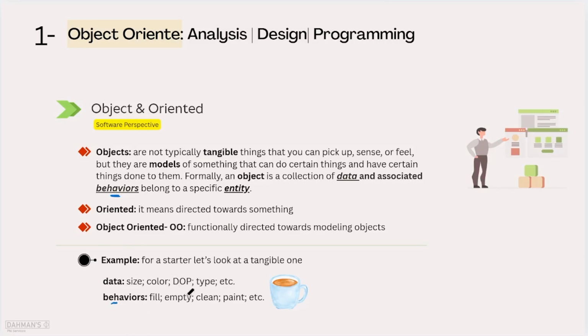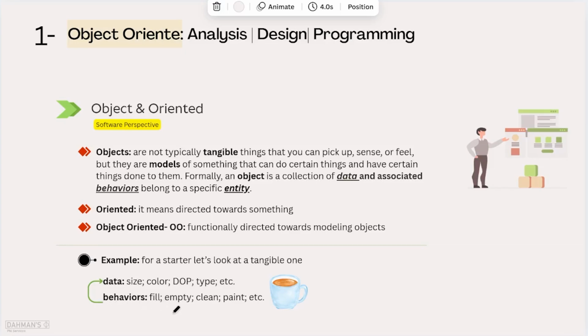Well, behaviors maybe is a kind of the action that I can do on this particular object. For example, I can fill up the cup with something, I can empty it, I can clean it, I can paint the cup, etc. So what happened here, we are trying to show you that these two terminologies come together to form actually the identity of this object. Very interesting thing.